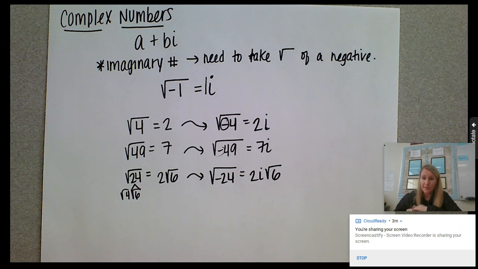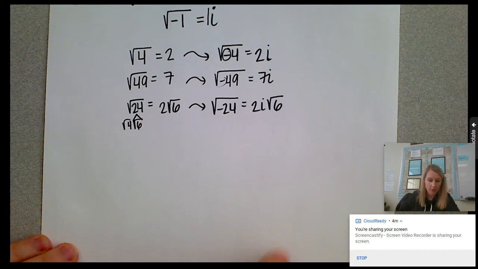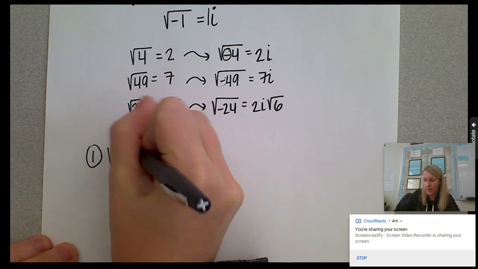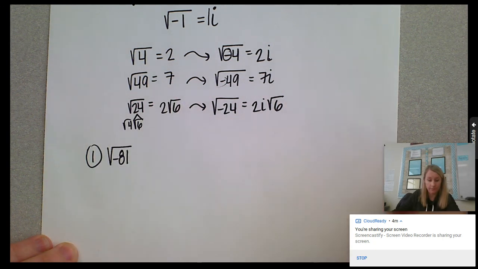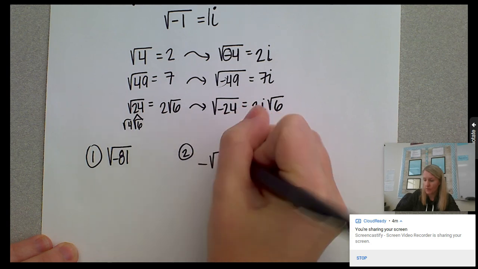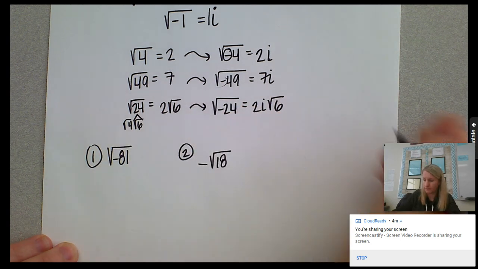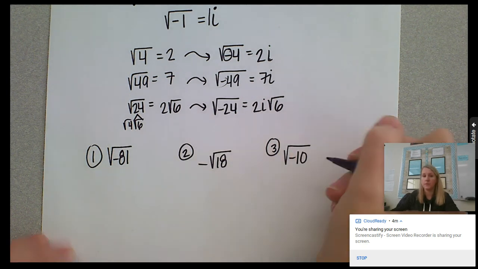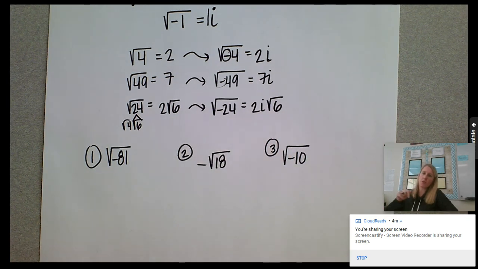So there's just some other little ones. Let's try one or two quick, just before we get into some more stuff here. You try these on your own. What is the square root of -81? What is the negative square root of 18? And what's the square root of -10? I'm just going to give you a few seconds. You can always pause it if you need more time.